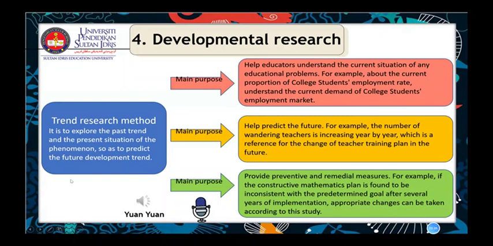The second research method is trend research. This paper discusses the past trend and current situation of this phenomenon, so as to predict the future development trend. This research method has three main purposes.